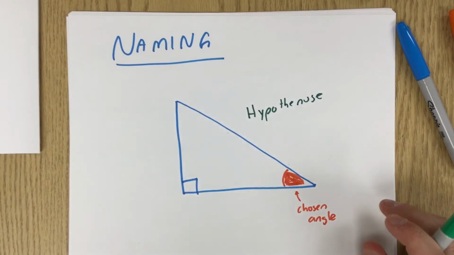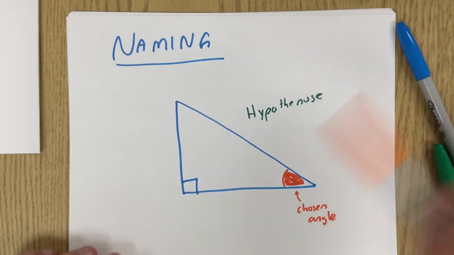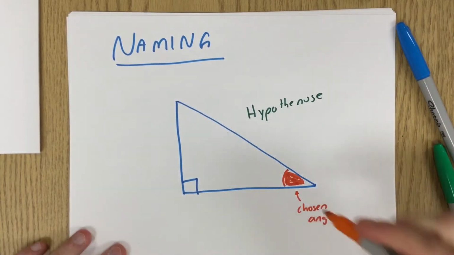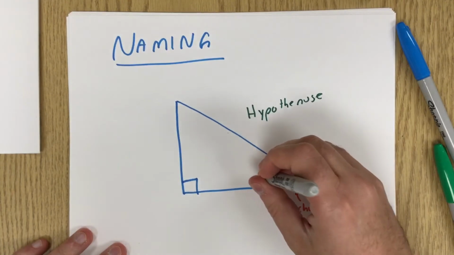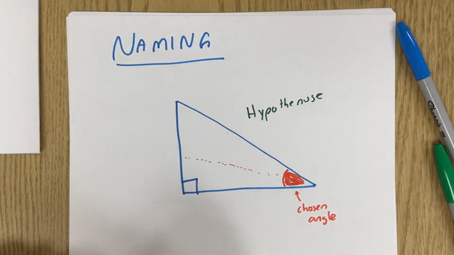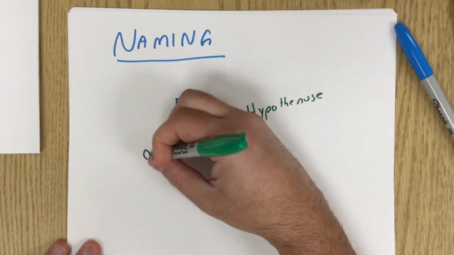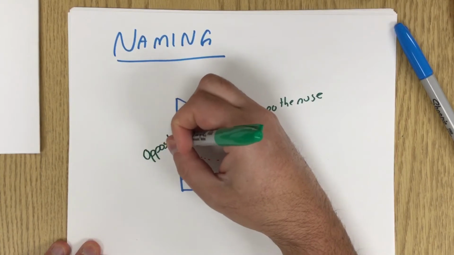Now, the next side we're going to name is we're going to be calling a side an opposite side. Now, an opposite side is going to be a side that is opposite our chosen angle. So here's our chosen angle. So imagine we're kind of looking at what side is across from it. Oh, that's the side that's across from it. So this side we're going to call the opposite side.